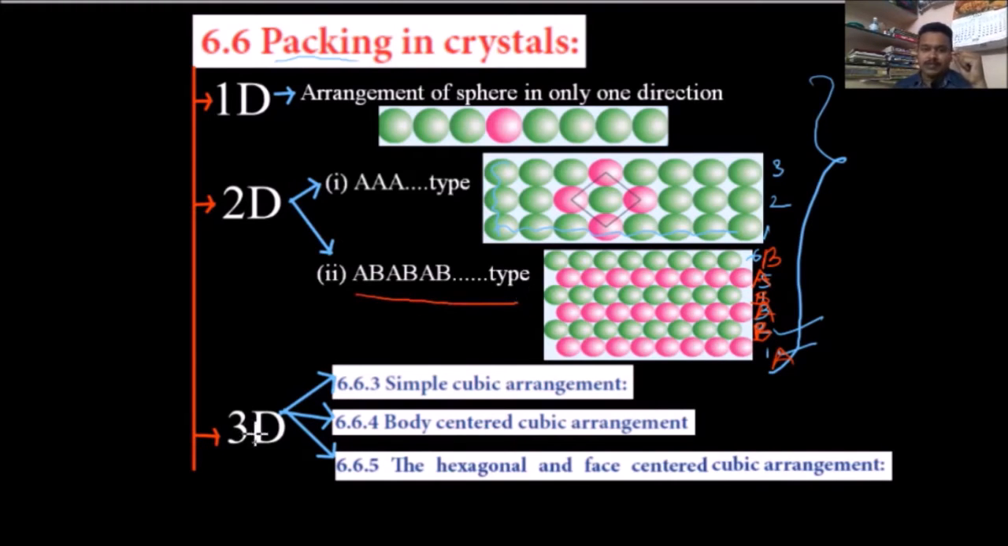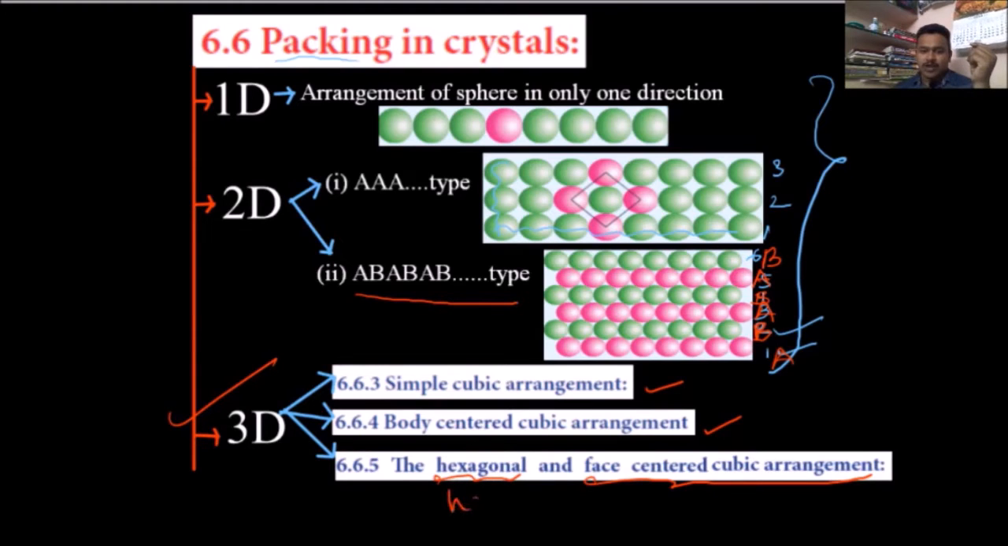This one we discussed. And finally, now we are going to study three dimensional packing. Three dimensional packing we are going to study in three ways. First one is simple cubic arrangement, second one is body centered cubic arrangement, otherwise BCC arrangement. In the third one, two types are there: one is hexagonal arrangement, the other one is face centered cubic arrangement.